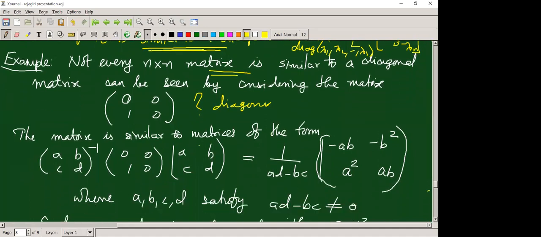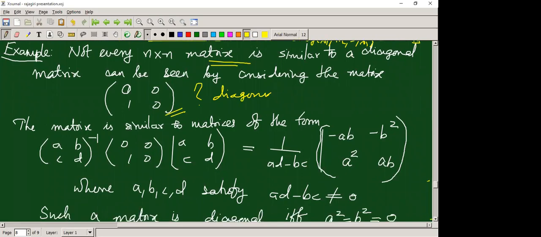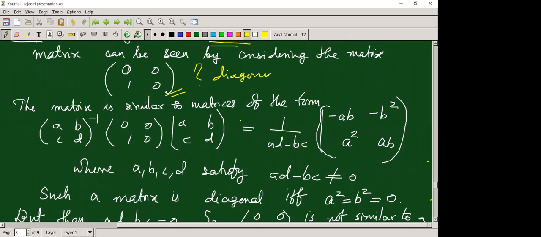So suppose this is diagonalizable. What matrices are similar to this matrix? These matrices: [a b; c d] inverse times [0 0; 1 0] times [a b; c d], that is P inverse AP. So this becomes 1 over (ad minus bc) times a matrix. If you compute, you will get entries like minus ab, minus b squared, a squared, ab. If this is a diagonal matrix, we have to check when this matrix becomes a diagonal matrix.